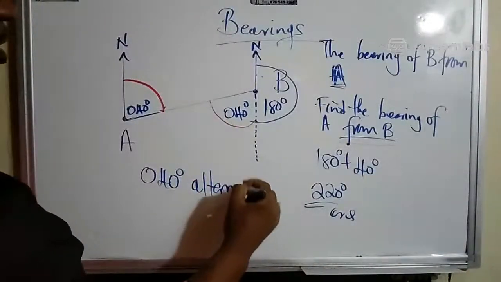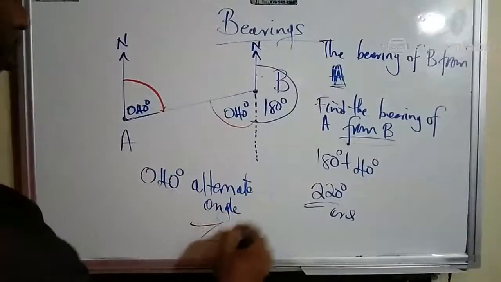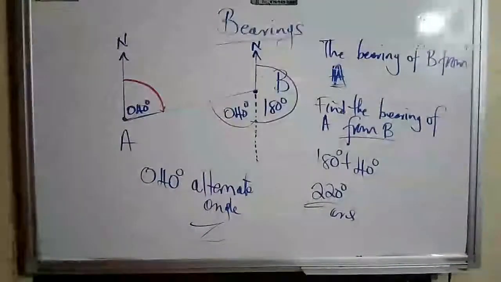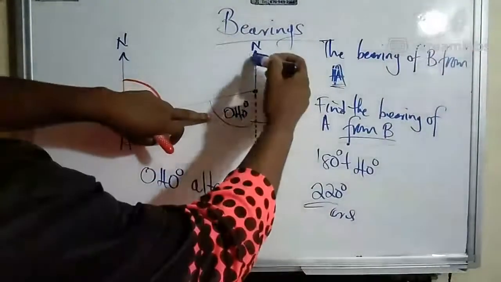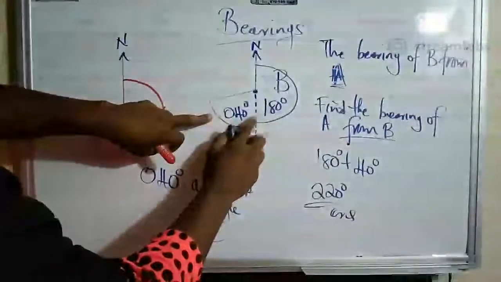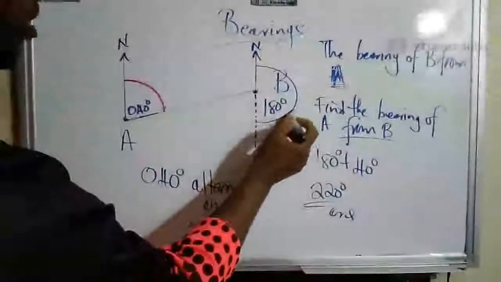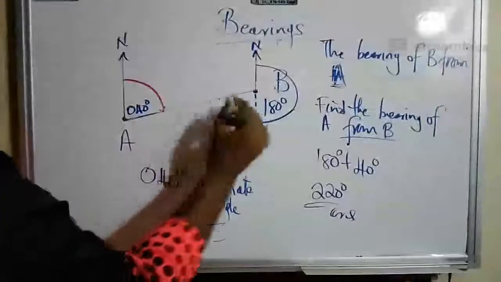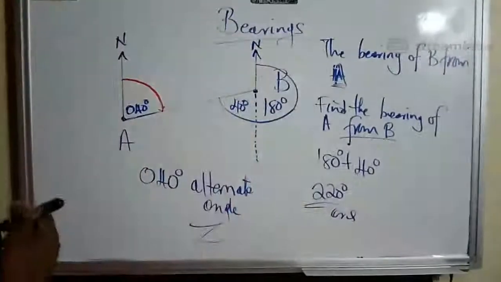Alternate. So it's an alternate or a Z angle. My teacher used to call it Z angle. May your soul rest in peace. Alright, so this angle is equal to this angle. But because we're coming from the north line all the way around, it will become like this. It's all the way around, right? But this is 40, so we just add the 180 to the 40.